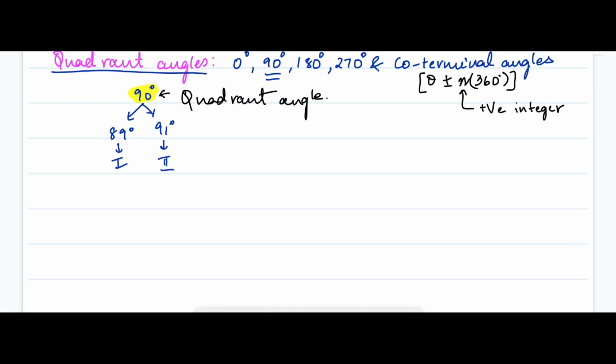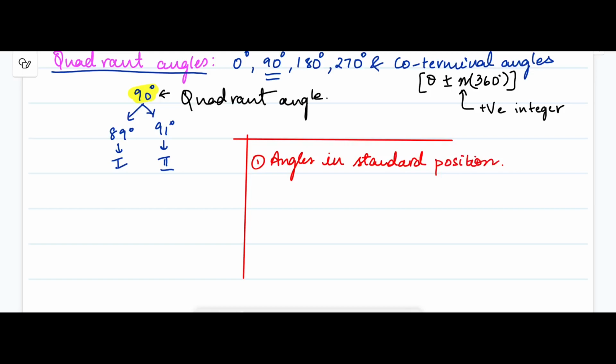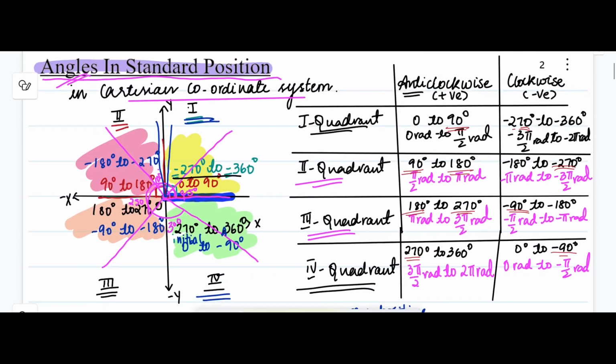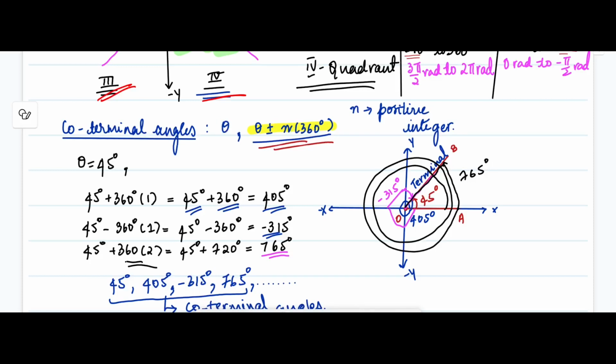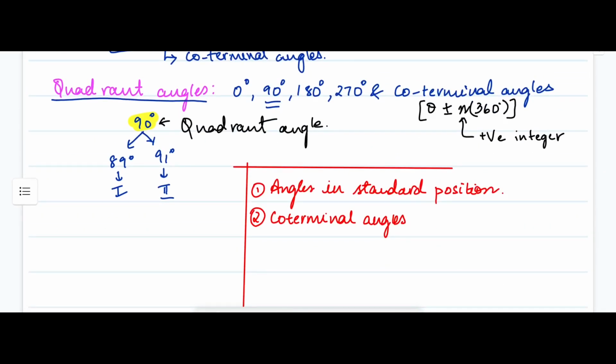In this video, we learnt about angles in standard position. That is, when the angles are represented in terms of the Cartesian coordinate system, they will fall in the first quadrant, second quadrant, third quadrant, or the fourth quadrant. Next, we learnt about coterminal angles. Angle theta along with its other forms, that is theta plus or minus n 360 degrees, are said to be coterminal angles. Lastly, we learnt about quadrant angles. The angles 0 degrees, 90 degrees, 180 degrees, 270 degrees along with their coterminal angles are said to be quadrant angles.